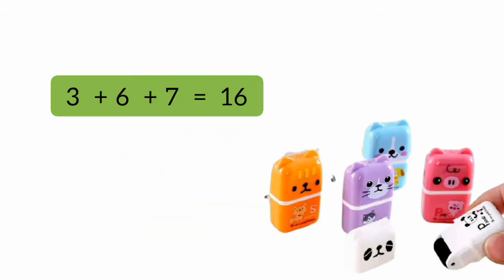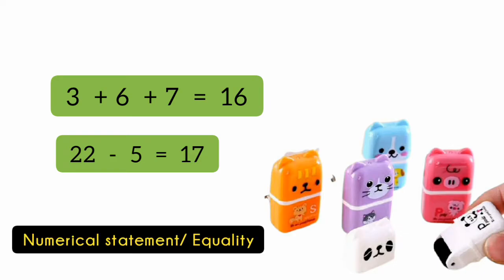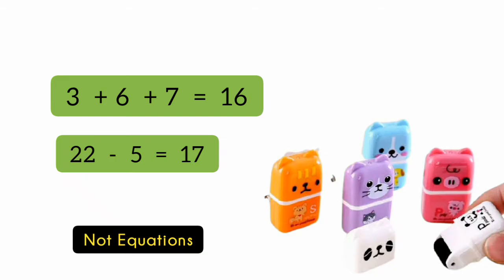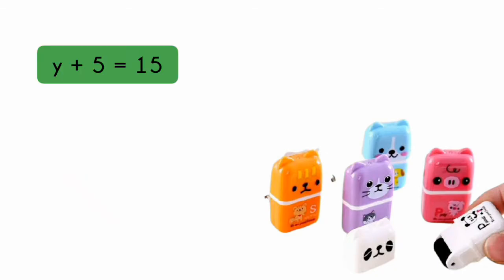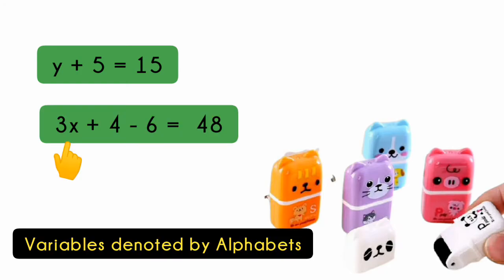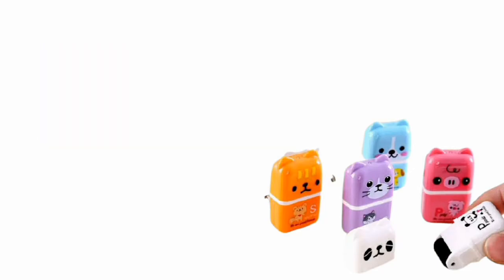When a statement has only numbers with an equal sign, these are numerical statements, or we can say equality statements, and they are not equations. Whereas when a statement has a variable with an equal sign, and variables are denoted by different alphabets, these are equations, or algebraic statements. These are the real equations.